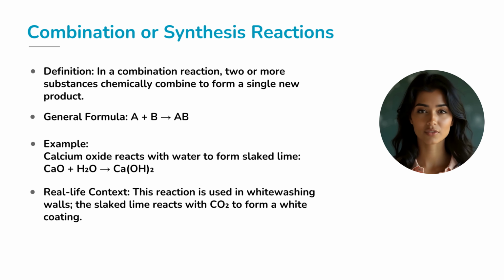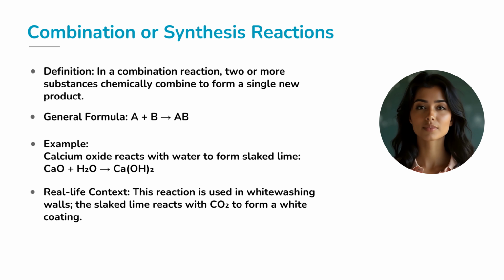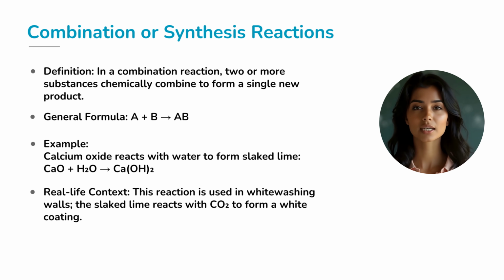Let's begin with one of the simplest types, the combination reaction. As the name suggests, two or more substances come together to form a single new product. Here's the general pattern: A plus B gives AB. Take this example: calcium oxide, also called quicklime, reacts with water to form calcium hydroxide or slaked lime. You'll notice heat is released during this reaction, making it exothermic.